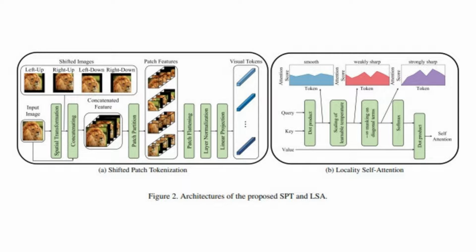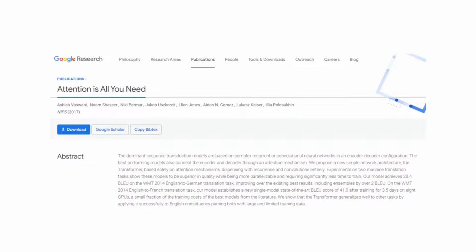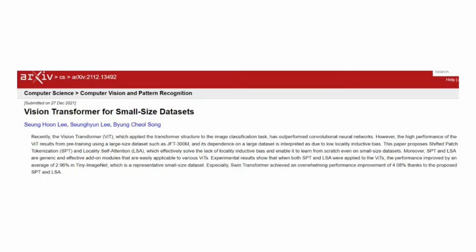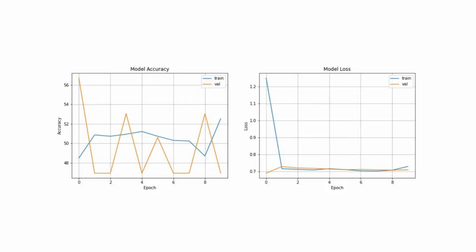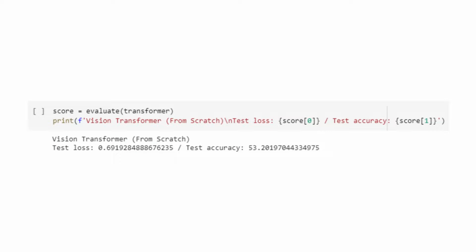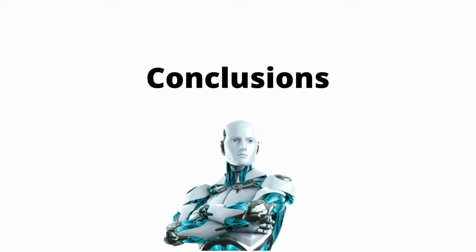For the last model, we used the recent architecture proposed by Google in 2017 in the paper Attention Is All You Need. This model from scratch comes from the paper Vision Transformer for Small-Size Datasets, and it was trained using the following parameters. We trained it for 10 epochs using Adam as optimizer and cross-entropy as loss function. The final results are shown as follows.